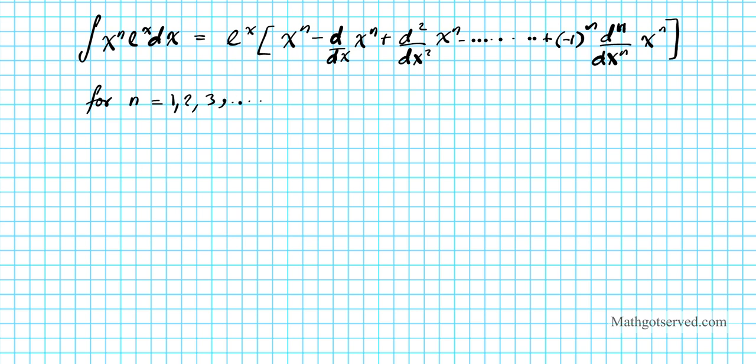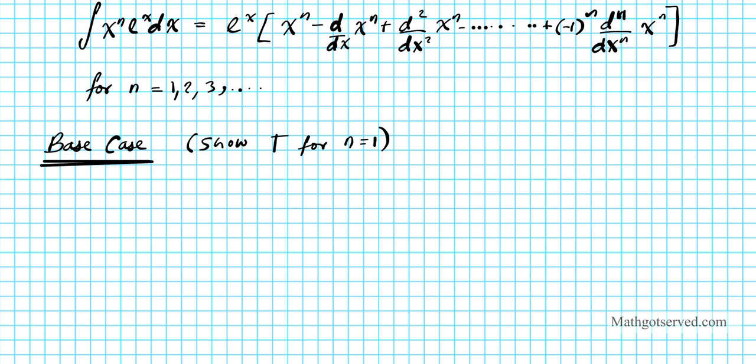We're going to start out with our base case. For a base case in mathematical induction, we have to show that a statement is true for the first value of n. So for the base case, you have to show the truth for n equals 1. If I plug 1 into this equation, do I end up with a true statement? That's the question.